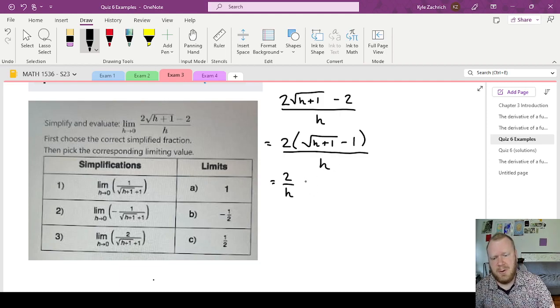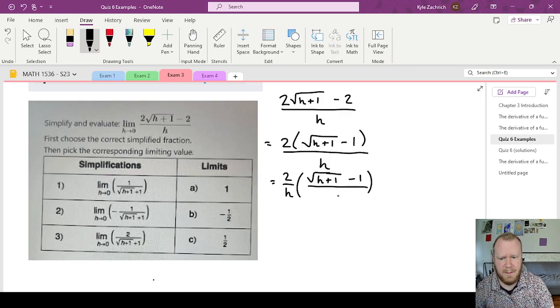Okay, so I want to multiply this by its conjugate. So this is a 1 right here because I brought this h out. I can't just multiply this by its conjugate without any additional stuff going on.